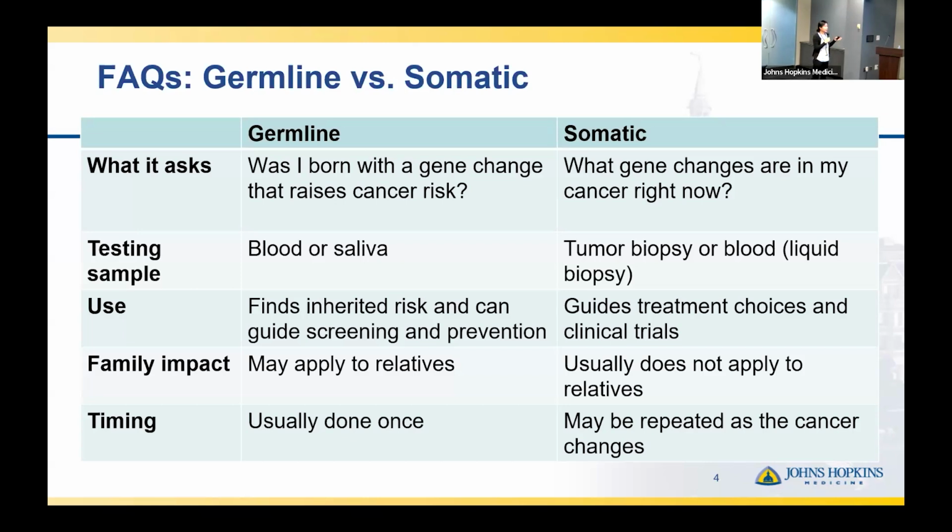Germline, the purpose is to find an inherited risk susceptibility, and it can guide further screening for the melanoma or other cancer types, whereas somatic guides treatment choices and clinical trials. Germline, again, may apply to relatives, whereas somatic usually does not apply to relatives. And germline testing is usually done once, sometime at diagnosis, whereas somatic can be repeated multiple times as the DNA and RNA changes evolve in the course of a patient's cancer treatment.